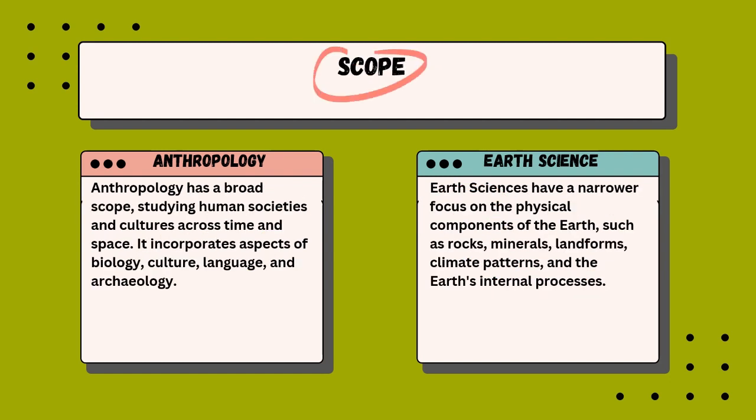Scope: Anthropology has a broader scope. It studies human societies and cultures across time and space, and also it studies both the cultural diversity as well as the biological diversity. Earth sciences has a narrow focus on the physical components of Earth, such as rocks, minerals, landforms, climate patterns, and the Earth's internal process, etc.